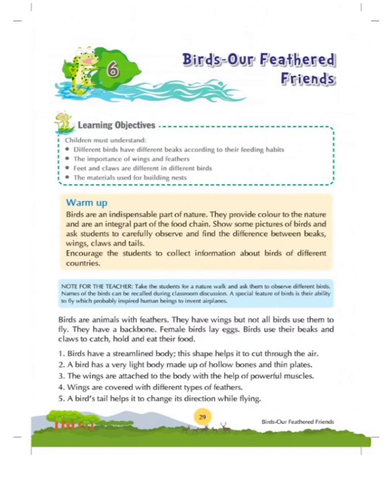Birds are animals with feathers. They have wings, but not all birds use them to fly. They have a backbone. Female birds lay eggs. Birds use their beaks and claws to catch, hold, and eat their food. So, this is the structure of a bird. They have got wings, but there are some birds which do not fly, like the ostrich, which is a flightless bird. So, not all birds use their wings for flying.